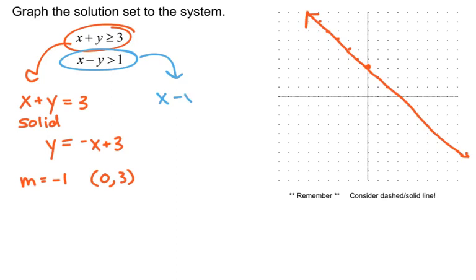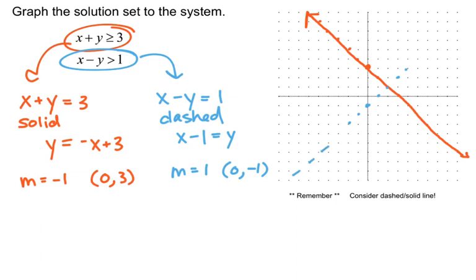Here I have x minus y equals 1, and we know this will be dashed, of course, because the inequality symbol doesn't have an equal to. So that's the same as x minus 1 equals y. This guy, we have a slope of +1 and a y-intercept of (0, -1). So I'll put my y-intercept in here, and I will draw my positive slope. And now, of course, this is a dashed line, as we just said, so I'll draw my dashed line in here.